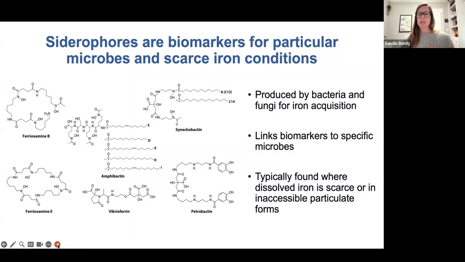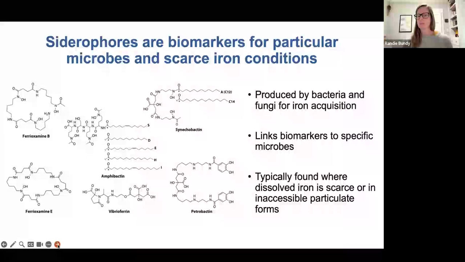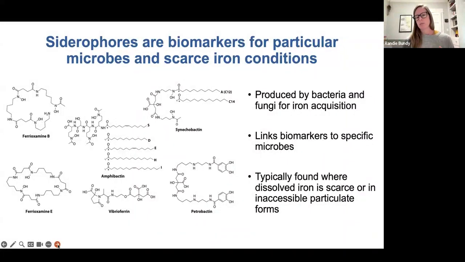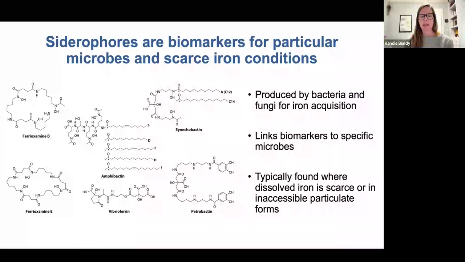And in general, what we've seen in other environments is that siderophores are typically found where dissolved iron, or iron in general, is kind of scarce or in some really inaccessible particulate form. For example, we mostly knew about siderophores first from pathogenic systems and also in soil bacteria. They're produced in soil environments not because there isn't a lot of iron around, but because it's in a particulate form that's not easily taken up and accessible. And these siderophores can solubilize some of that iron.